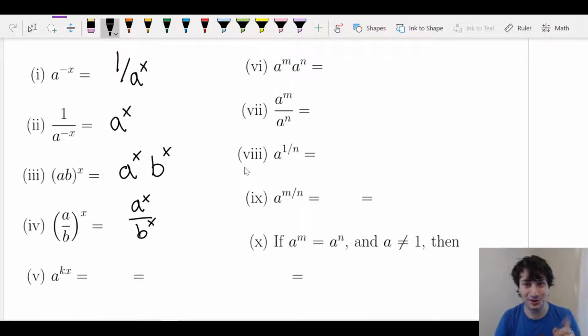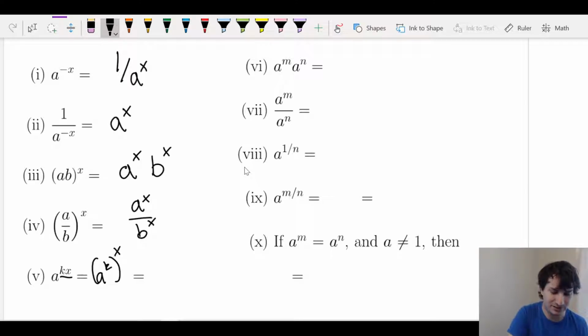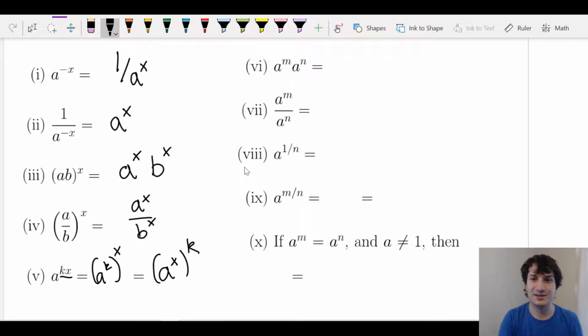Here's another one. If you're multiplying in the exponent, then you can put brackets around it in two different ways. So you can do a to the k to the power x, or you can do a to the x to the power k. And those are all the same. So multiplying over here, it factors out of the brackets like this. And when you multiply inside the exponent, then you can put brackets around it as exponents.